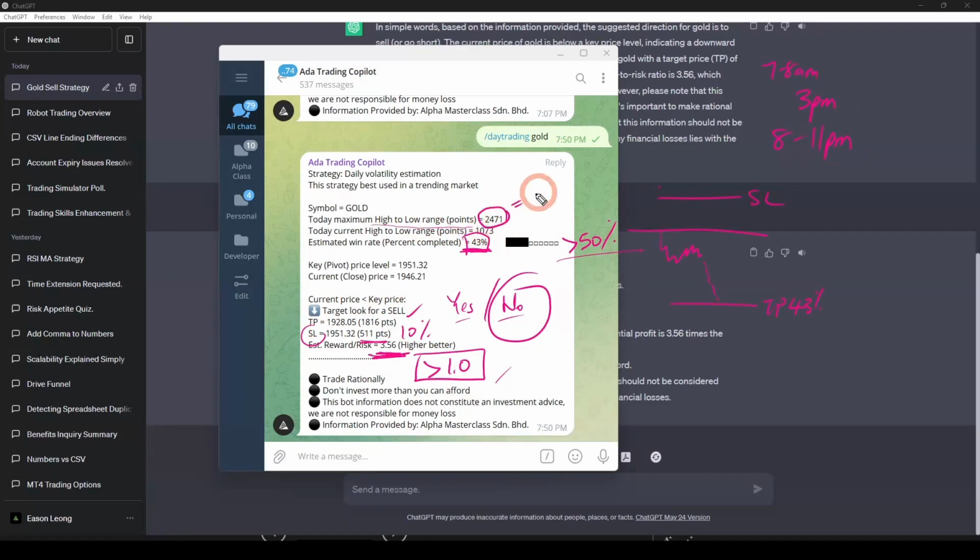This number equals the estimated volatility for today. It's estimated that gold market today, from up to down, is going to move around 2471 points. That is the volatility, and 10% of it should be the minimum stop loss, so it's 247 points. This is the minimum stop loss for the gold market. Knowing this minimum, the 511 has already qualified. So it is yes here, but it's a no here. So you just need to wait.